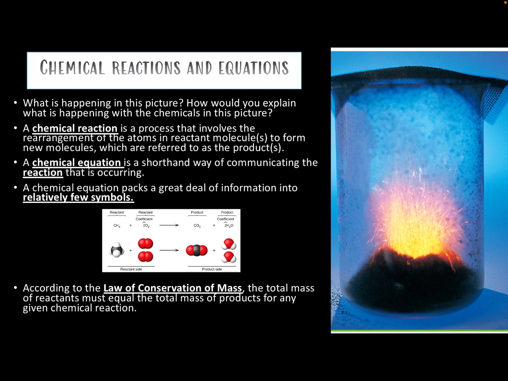Now, according to the law of conservation of mass, the total mass of reactants must equal the total mass of the products for any given chemical reaction. The law of conservation of mass tells me that matter can neither be created nor destroyed, meaning that I must have the same number of oxygens that I start off with and the same number of oxygens that I end up with. If I start with 4 oxygens on the reactant side, I must have 4 oxygens on the product side. If I start off with 2 hydrogens on the reactant side, I must have 2 on the product side. And so it's incredibly important that we follow this law of conservation of mass. That's what we're going to be doing next class when we're balancing chemical equations.